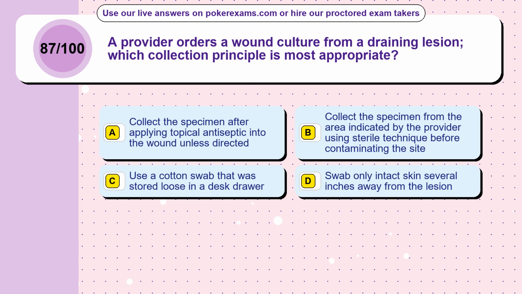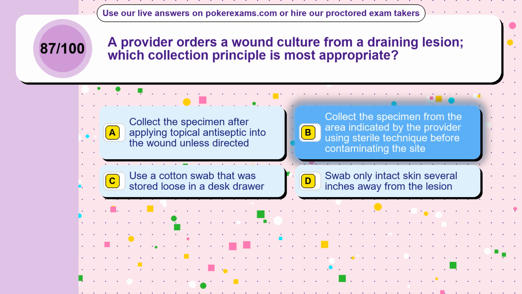Question 87. A provider orders a wound culture from a draining lesion. Which collection principle is most appropriate? Option A. Collect the specimen after applying topical antiseptic into the wound unless directed. Option B. Collect the specimen from the area indicated by the provider using sterile technique before contaminating the site. Option C. Use a cotton swab that was stored loose in a desk drawer. Option D. Swab only intact skin several inches away from the lesion. The correct answer is option B.